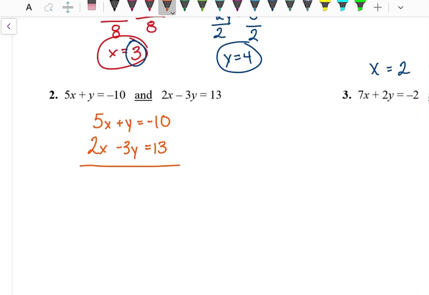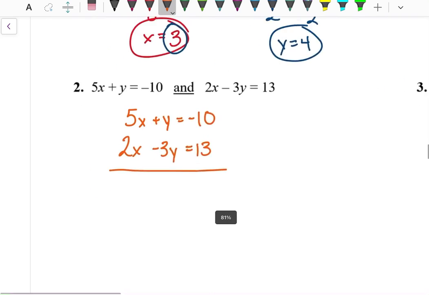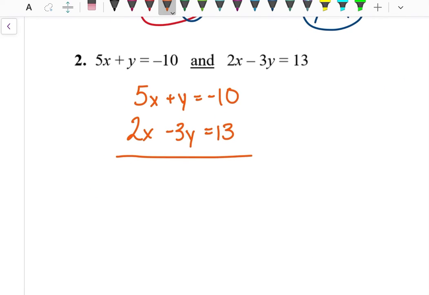Now, if you notice, we don't have any opposite coefficients like we did up here. Nothing's going to cancel when we add them together. So I need to set it up so that something will cancel. So I need to get one of these coefficients, so either 5 and 2 or 1 and negative 3, to match, or to have the same number but opposite signs.